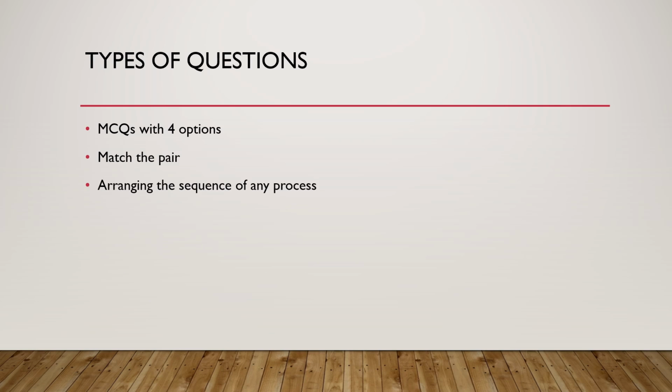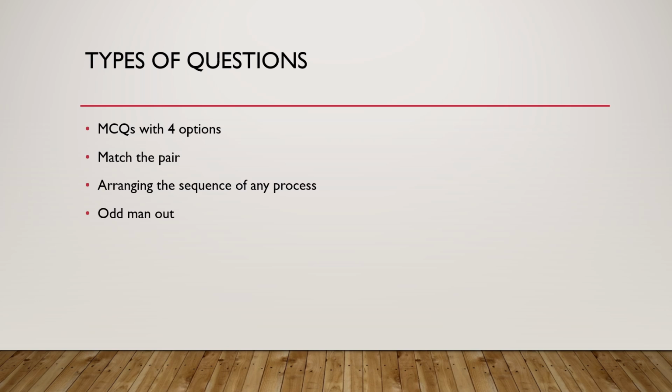Next is arrange the sequence of a process. There are many concepts in which there are processes from step 1 to the last step. For example, planning. In the planning process, the first step is setting the objectives, like that. They will give all the steps in the question, and you have to arrange those jumbled sequences as per the appropriate steps.